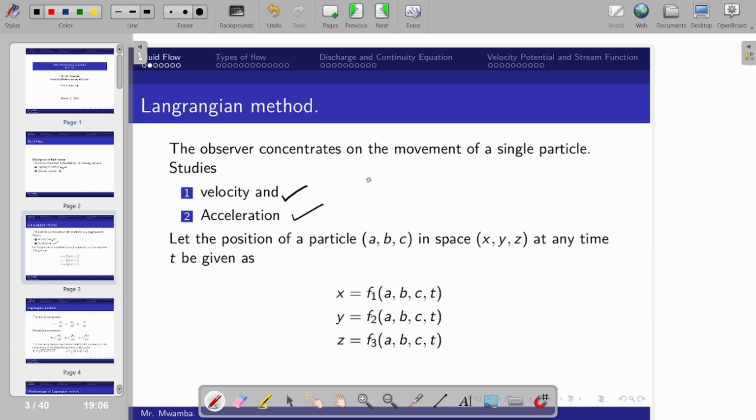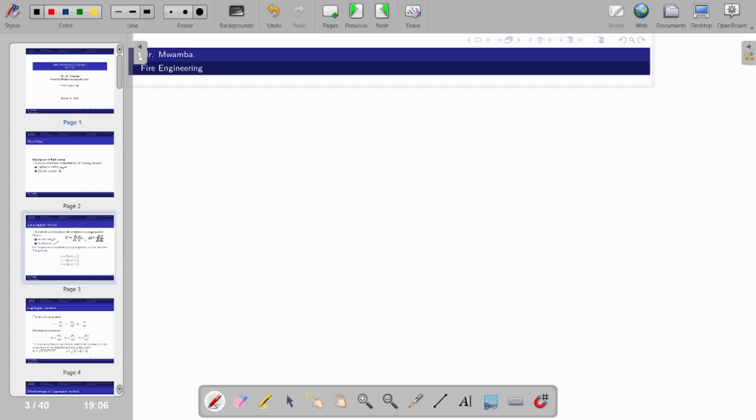So for a given distance, velocity is given by the change in the distance divided by the change in time, in time t. But acceleration is given by the change in velocity over the change in time. Before we go down further, let me just talk about these two concepts.